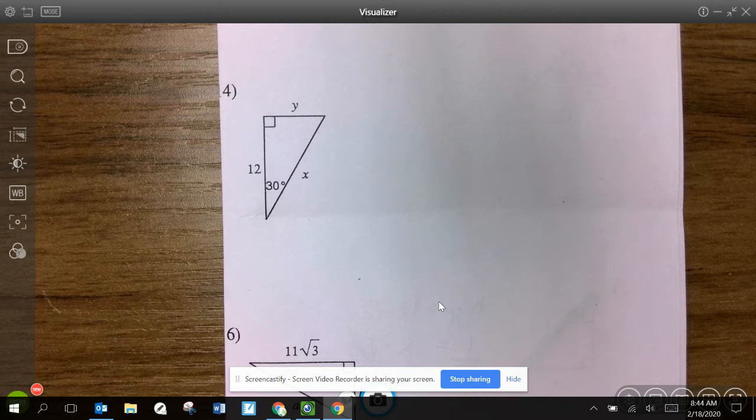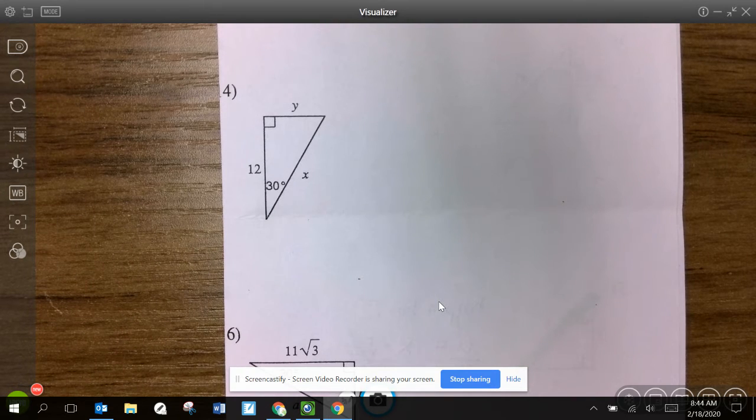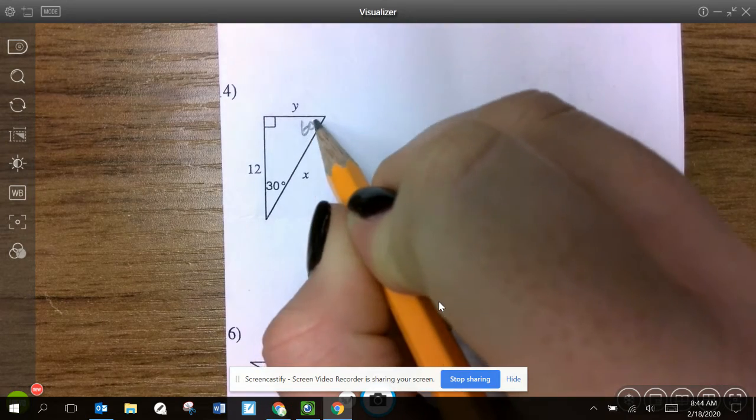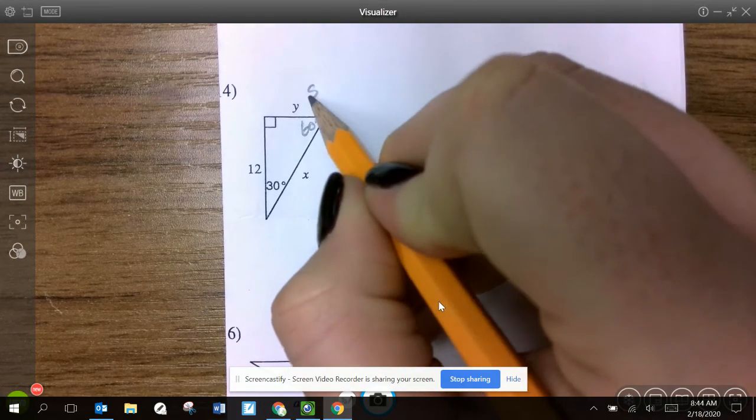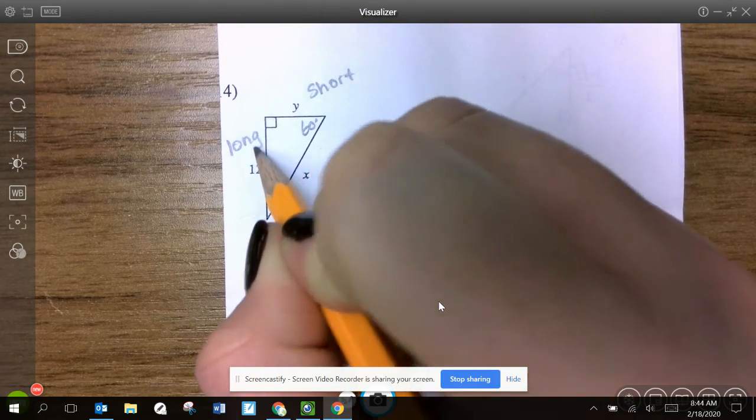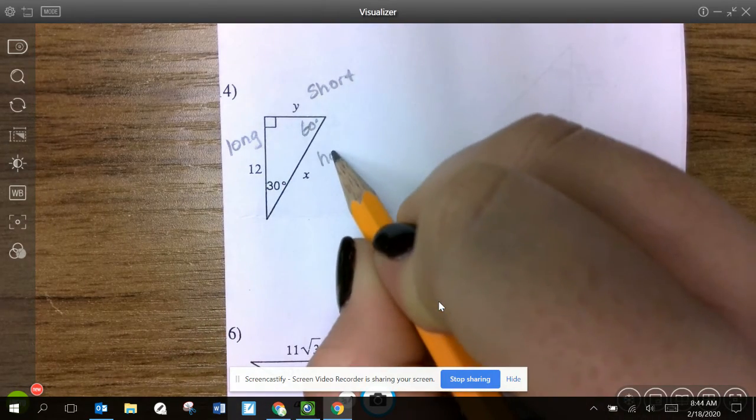Let's try something a little more complicated. In this question, the first thing I'm always going to do is label my hypotenuse, the short side, the long side. This is a 30, 60, 90 triangle. So I know across from my 30 is the short side, across from the 60 is the long side, and across from the 90 degrees is your hypotenuse.